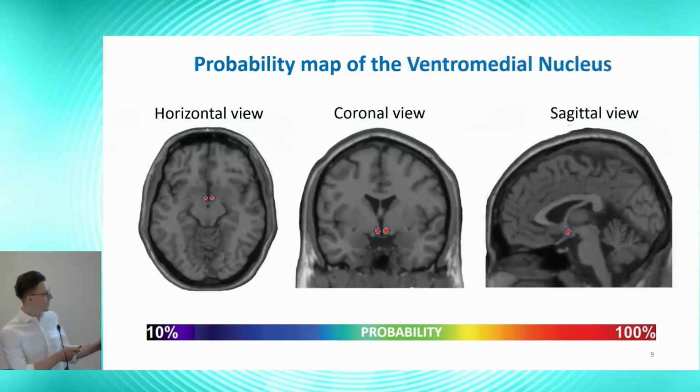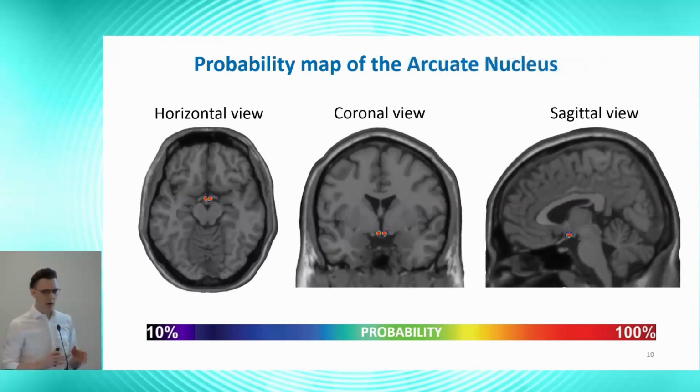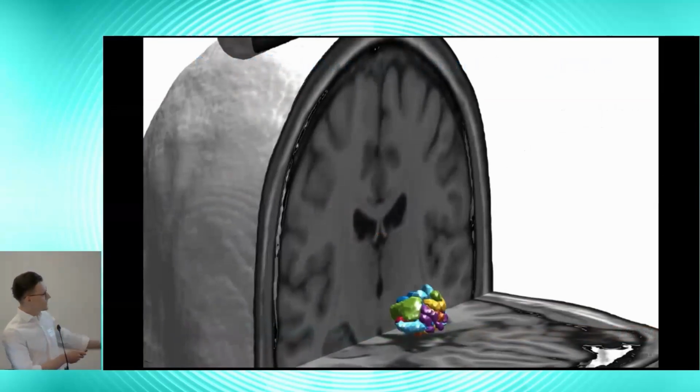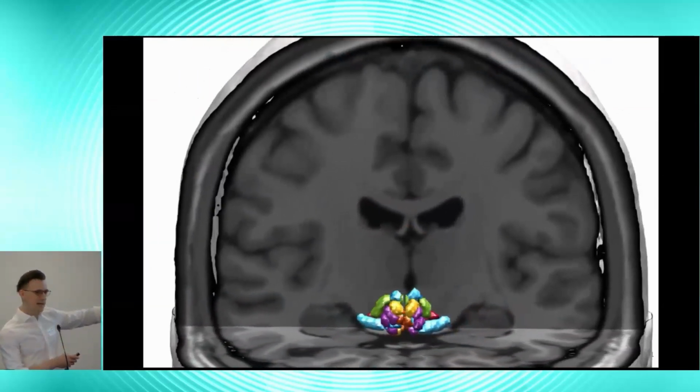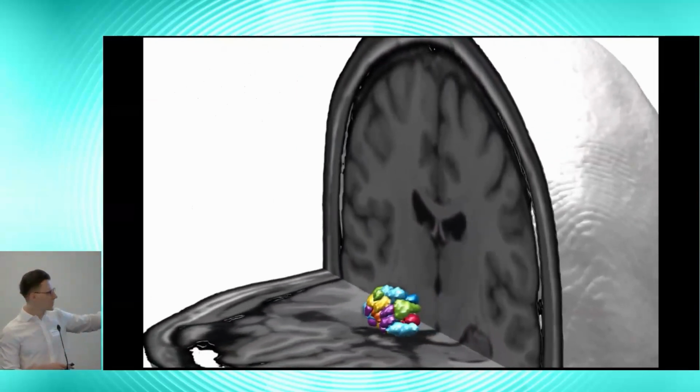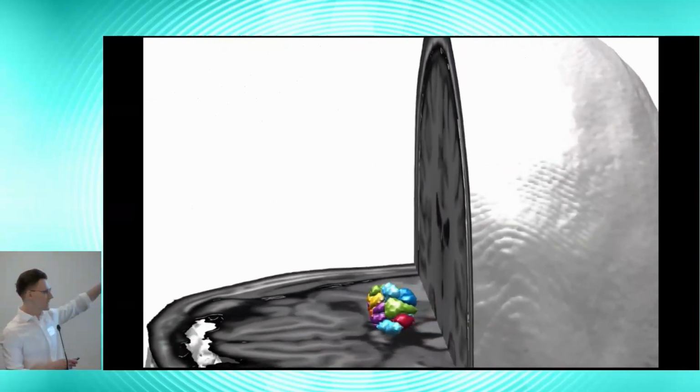There are a few other examples, like the ventromedial nucleus from the same area and the arcuate nucleus. Overall, there were 23 nuclei, and we also wanted to produce the maximum probability map, where we combine all the probabilistic maps together. For example, here in the reference brain, we assign each voxel to the nucleus which has the highest probability and get this maximum probability map of the hypothalamus.